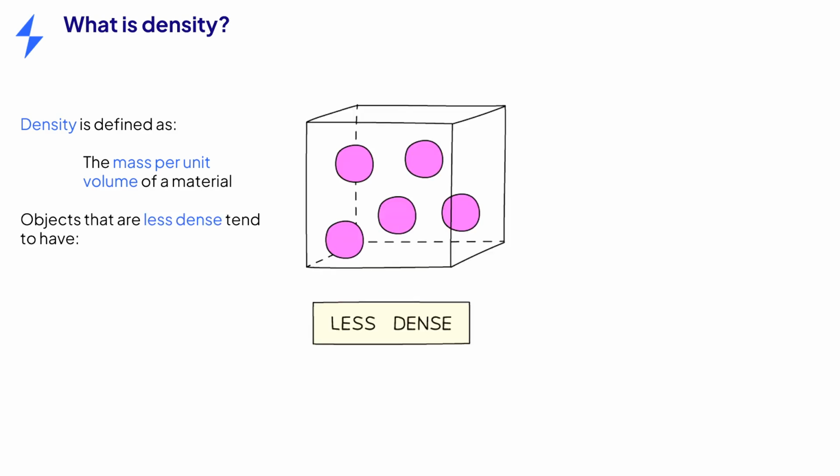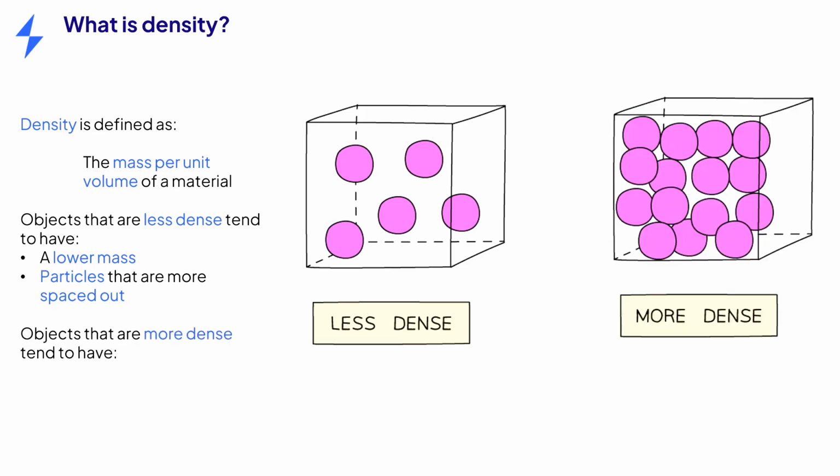What is density? Density is defined as the mass per unit volume of a material. Objects that are less dense have fewer particles in the same space. So the object's mass is lower, and the space between the particles is greater. Objects that are more dense have more particles in the same space, so are heavier, with particles much closer together.